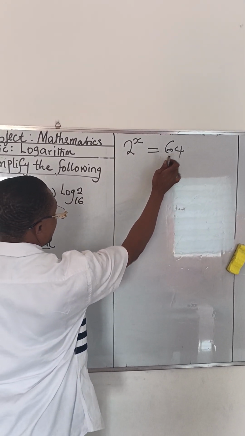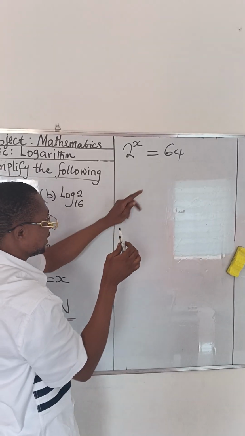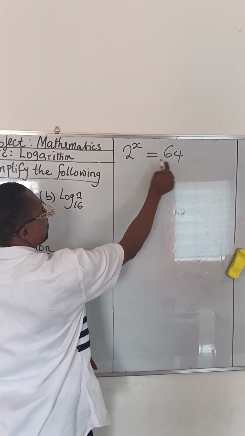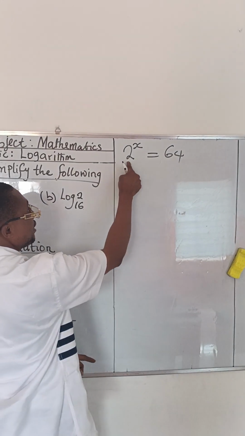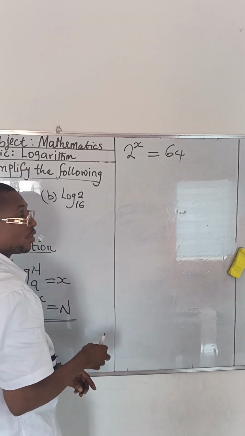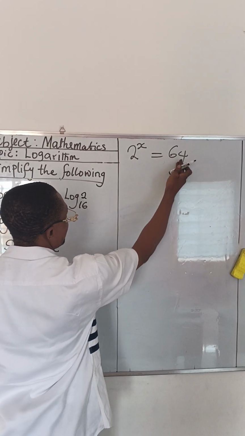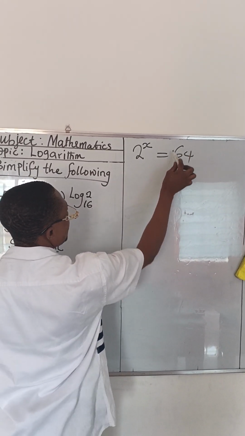So now, this one is okay. We are going to consider this. What is it now? This is indices. And when you're solving indices, your aim is to make the base the same, or the power the same. But at this time, we're going to make this base the same. And how are we going to make this the same?